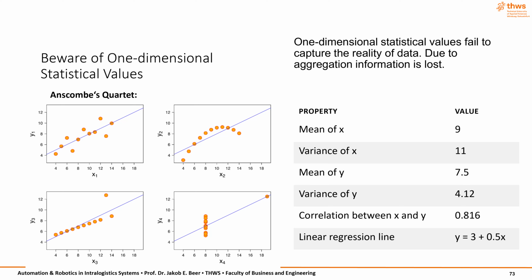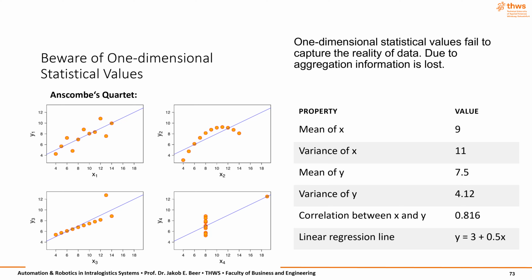And if we run a simple linear regression, we get the same equation every time. Y equals 3 plus 0.5x. If you only look at these statistical values without visualizing the data, you'd assume that all four datasets behave in the same way. And that's exactly where the danger lies. Let's go through each graph slowly.